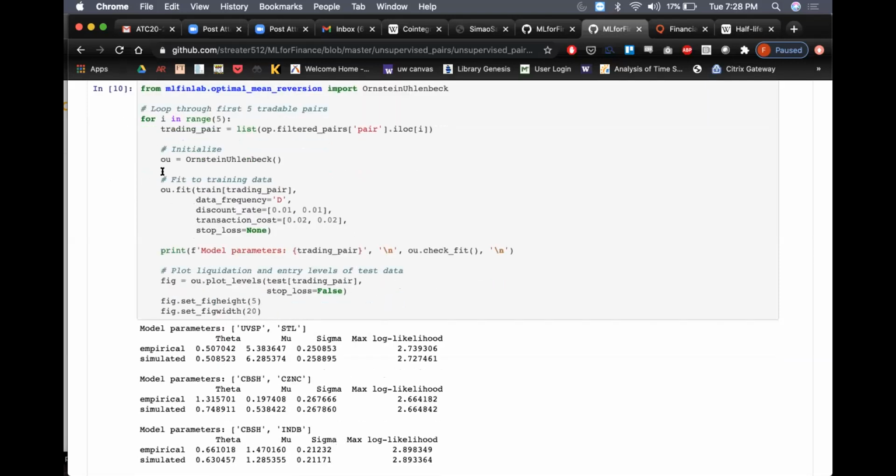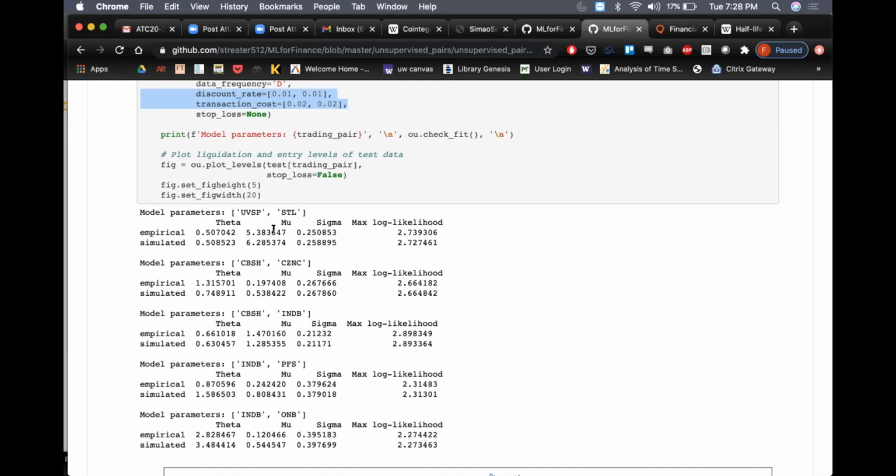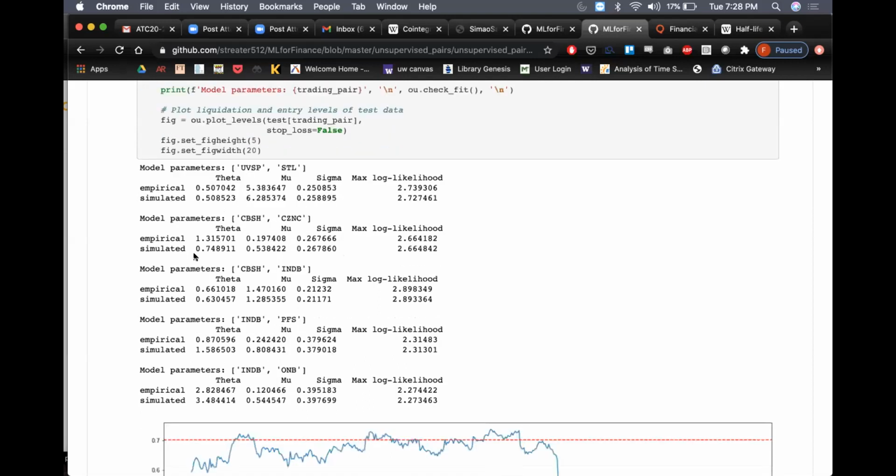And that's just what I'm doing here, looping through these first 5 tradable pairs. We initialize their Python class and train it, giving the training data of the 2 pairs that we use. Here I've set the frequency to daily, the discount rate, and the transaction cost. These are just numbers that I input for an example. Then later we plot the optimal levels for entry and exit for each of the pairs. Given Professor Leung's paper, we see that each of these first 5 pairs closely followed the model.